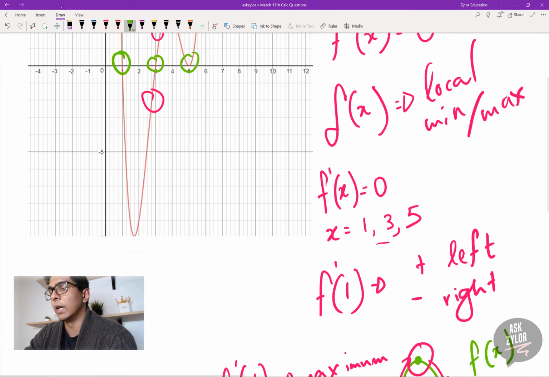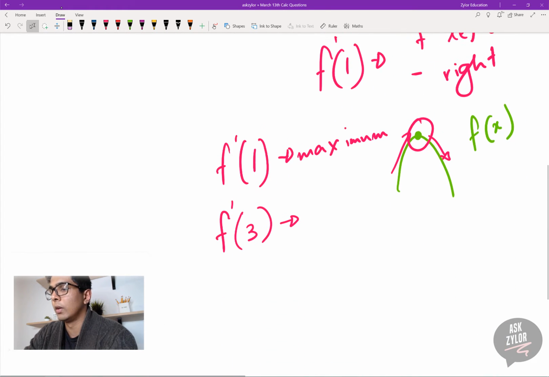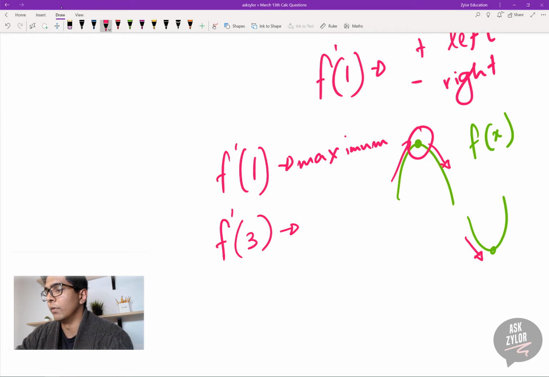So if on my left I have a negative number, and on my right I have a positive number, my original function should not have something like this, it should have something like this. Why? Because on my left hand side I have a negative value, so my rate of change should be negative. On my right side I have a positive number, so my rate of change should be positive. So what that tells me is that point is going to be a minimum.